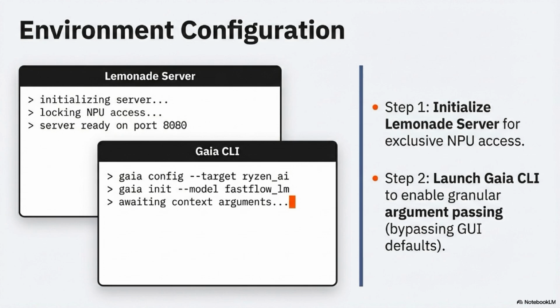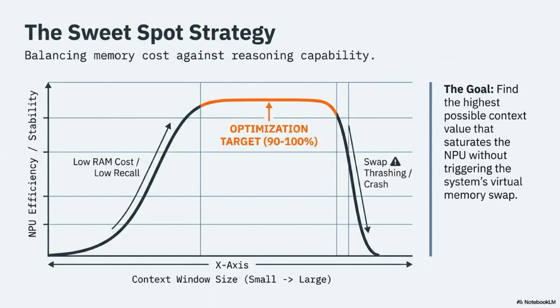Before running tests, configure your environment. First, initialize Lemonade Server for exclusive NPU access. That isolates the workload. Then, launch Gaia CLI to pass arguments directly. Command line control allows precise context sizing. GUI interfaces often hide these parameters, so command line testing is essential.